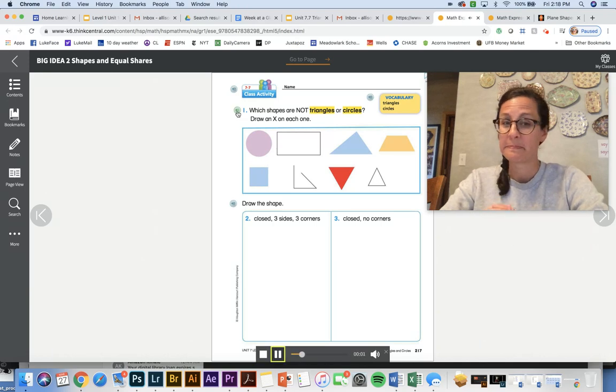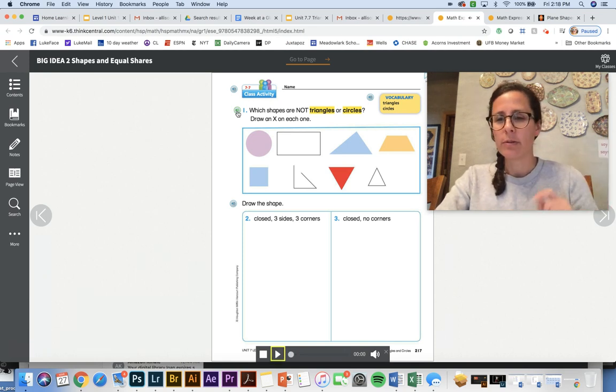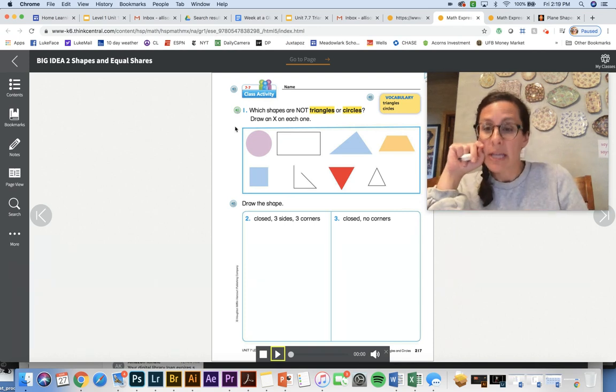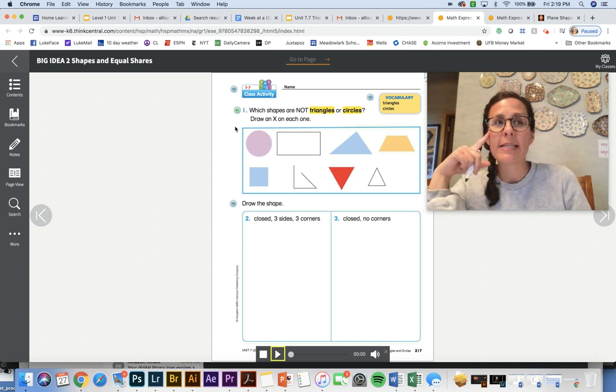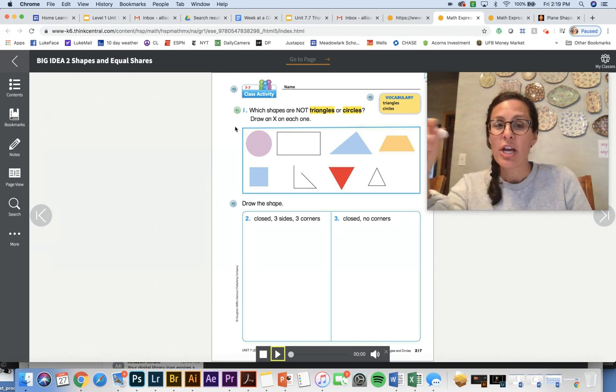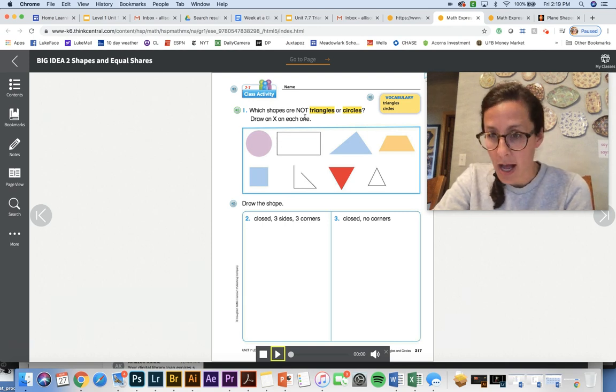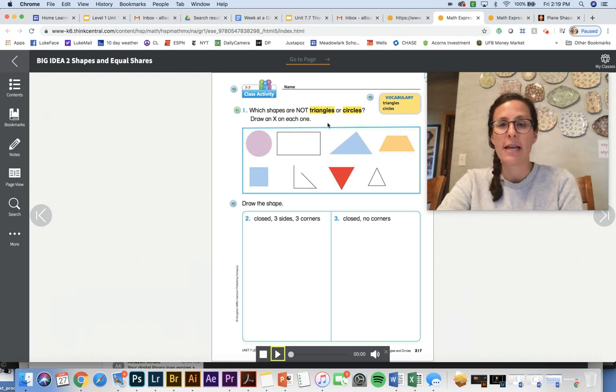All right. So the first question asks, I'll even let them read it for us. Number 1. Which shapes are not triangles or circles? Draw an X on each one. Okay, so the important part of this, and what messes me up sometimes, is that I don't always listen to the entire set of instructions. Did you notice that they want to know which of the shapes are not triangles or circles? And they want you to put an X on each one.